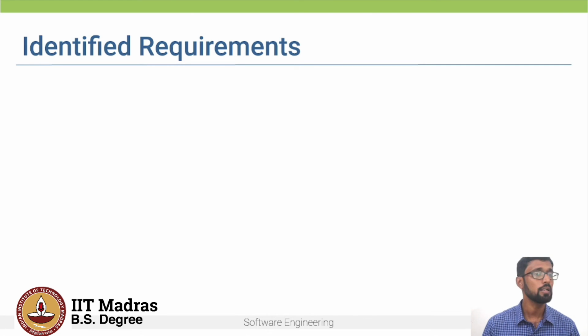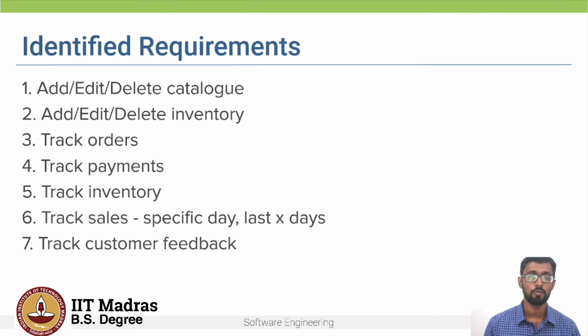So we looked at several requirement gathering techniques, and using thought experiments on how we can gather requirements, we were able to identify several requirements for the Amazon seller portal. For example, we understood that a catalog and inventory are necessary, and it is essential for us to track different things like orders, payments, the sales, as well as customer feedback.